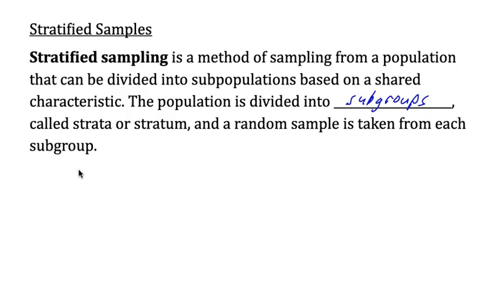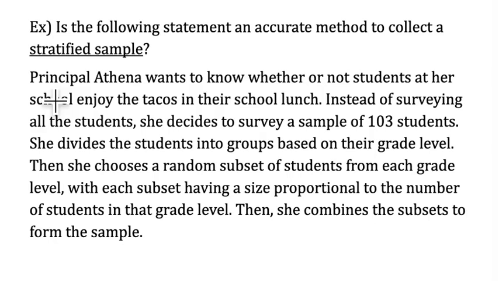So for instance, if we want to make sure we have representatives from all age groups in our sample, we could break up a population into groups based on age and do a random sample from each age group, and then combine those into one larger sample. So in this example, we're wondering if the statement is an accurate method to collect a stratified sample.